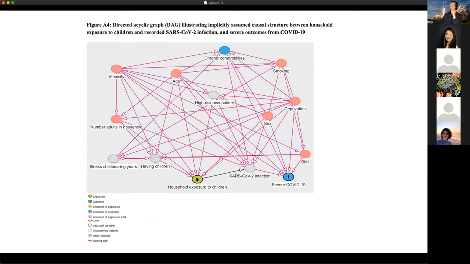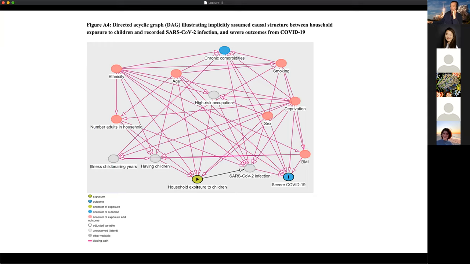So you want to study the effect of children on severe COVID-19, but there are a lot of other variables in play. For example, severe COVID-19 is not a direct outcome. It's an outcome of SARS-CoV-2 infection. So being exposed to children might lead to SARS-CoV-2 infection, which might lead to COVID-19. But there are a lot of other variables that are involved in complicated ways with both the exposure and the outcome. For instance, the sex of the adult in question has an effect on severe COVID-19 directly, because we know from other data that men are more susceptible than women.